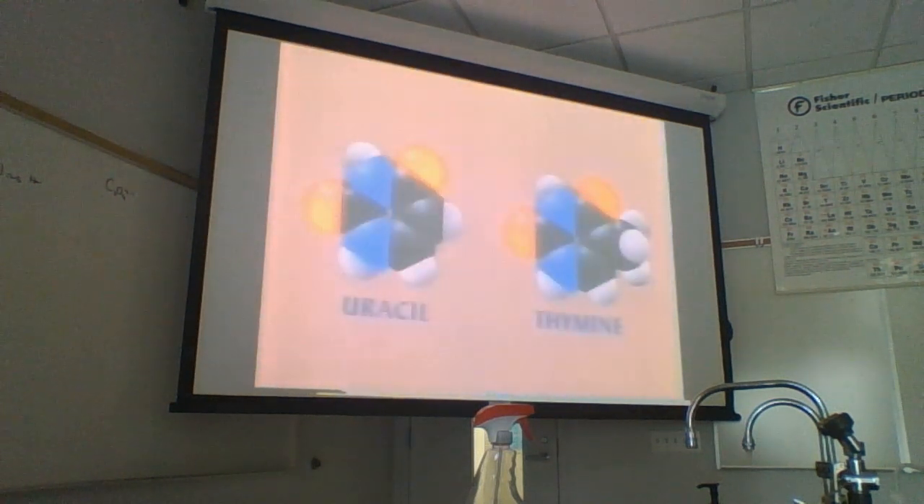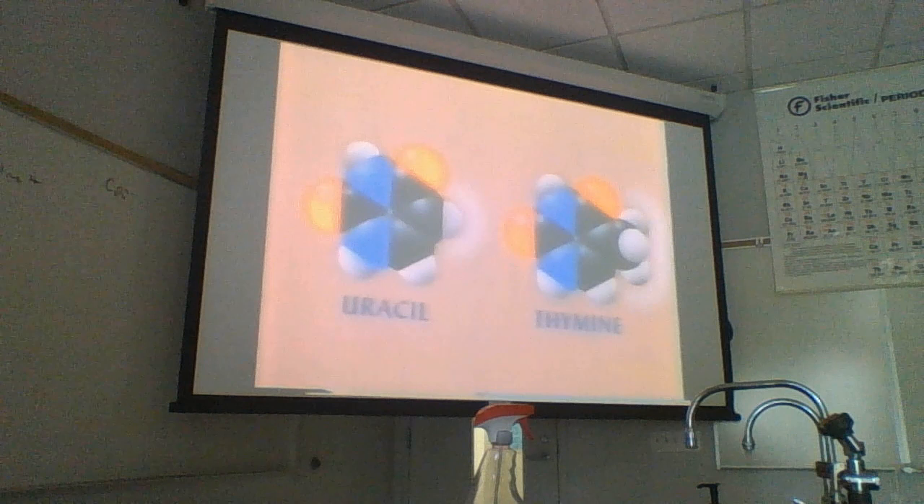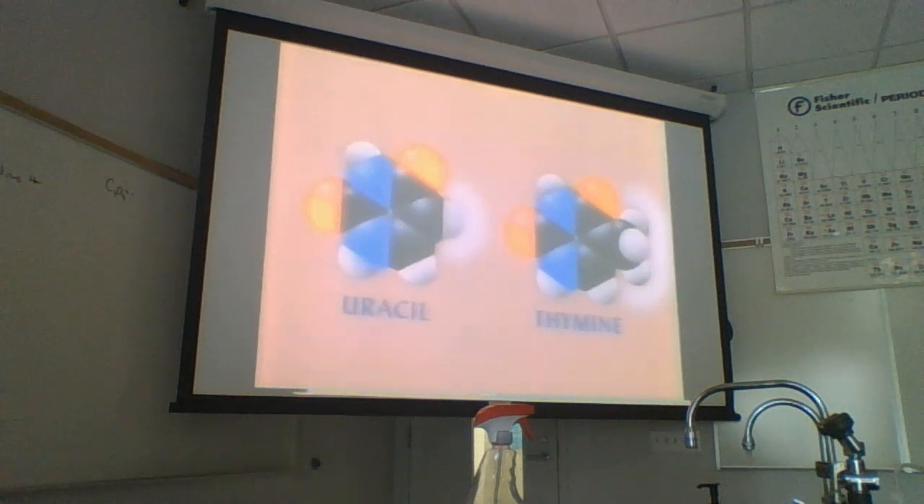When we examine the molecular structures of uracil and thymine, we find that there is but one position in which these structures differ. To convert uracil into thymine, a hydrogen atom here must be replaced by a methyl group, such as this.